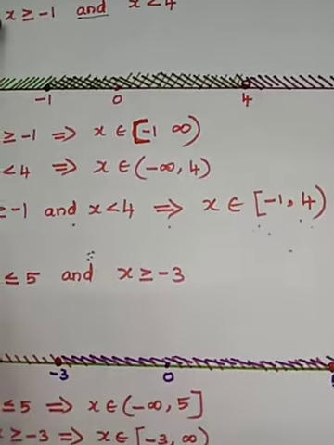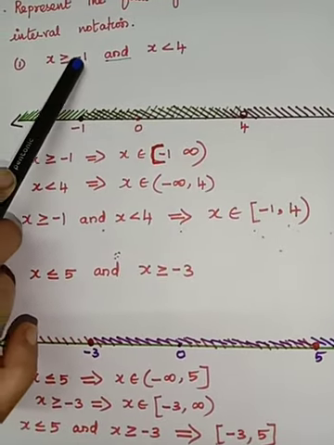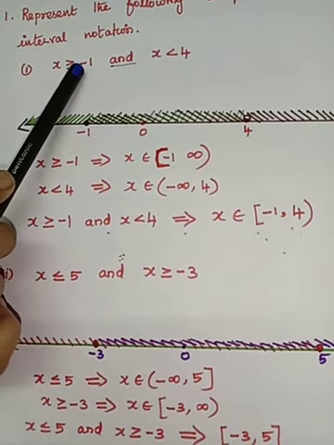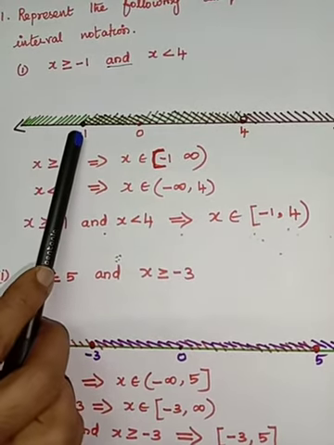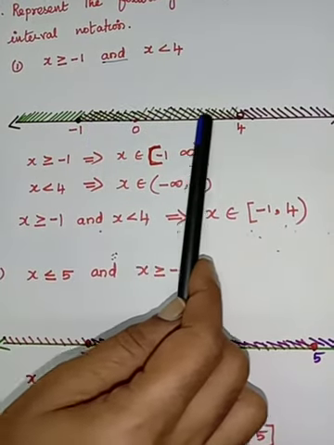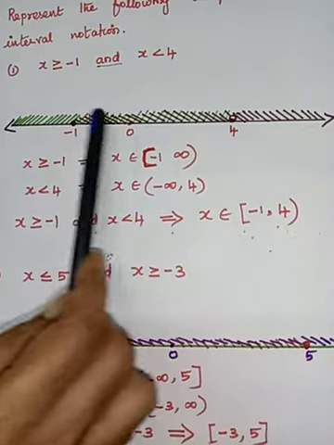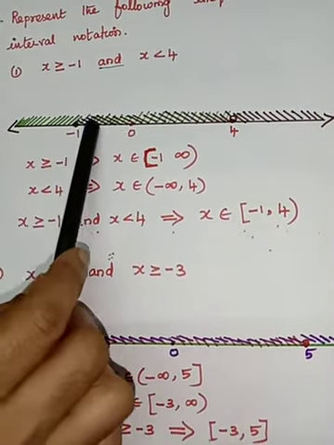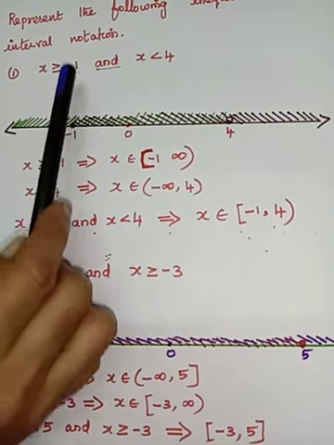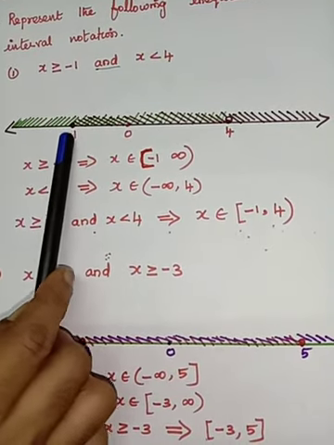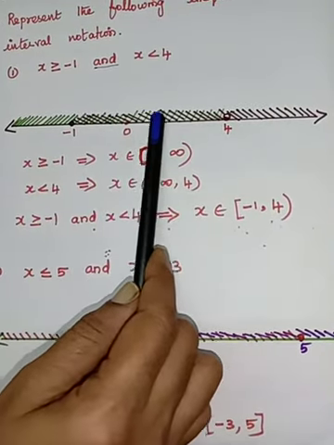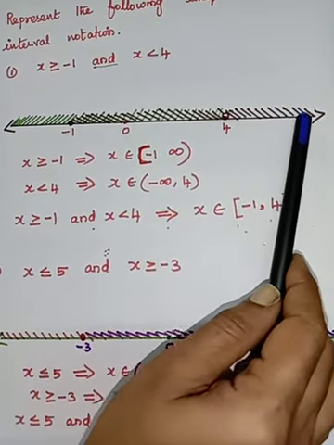Now, x is greater than or equal to minus 1. Greater than means you have to consider the right side of the number. So this minus 1 is here. What is the right side of minus 1? This part. I have marked the brown color for this inequality. That is, it is greater than or equal to minus 1. So I have to write the numbers greater than minus 1, and I have shaded them in the brown color.